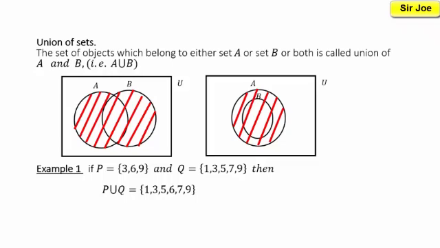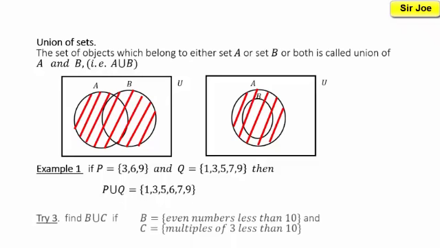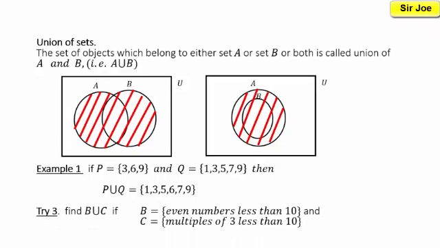Then 5, 6, 7, and then you see 9 is also appearing twice. So you write only one, which is 9. Make sure you always arrange them in ascending order. Don't be messing them up, please. If that's so, then you try this one too, and then you get me the answer.